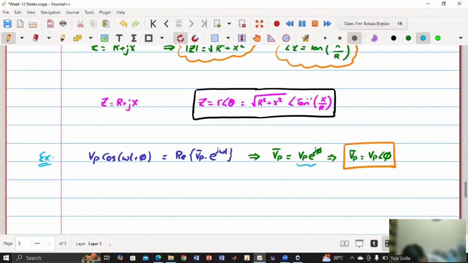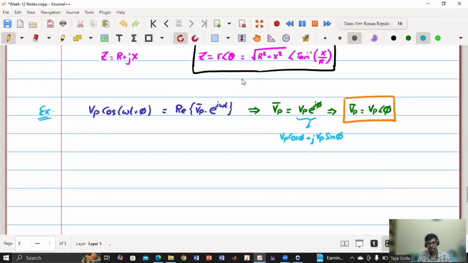Or if I have to write it, it is nothing but Vp cos phi plus j Vp sin phi, which means the magnitude is Vp and phase is phi. So Vp phasor is nothing but Vp angle phi. Is this clear or do you have any doubts? Clear. Okay.